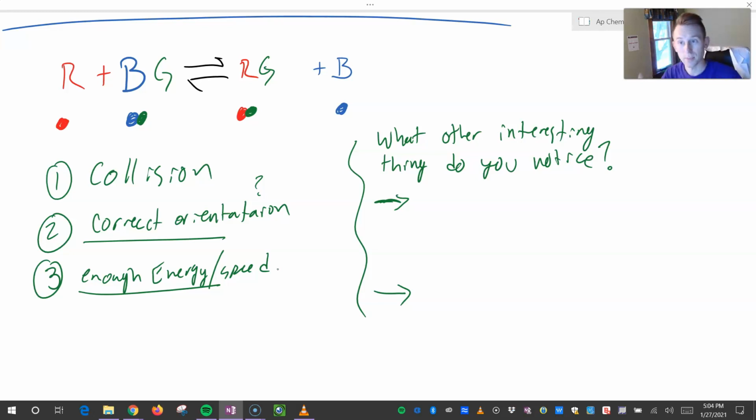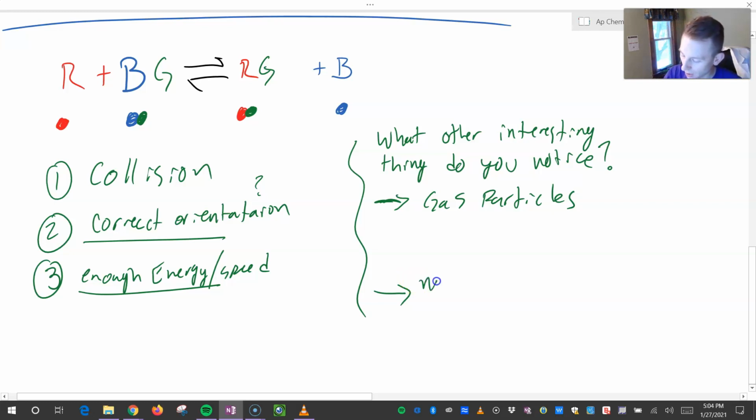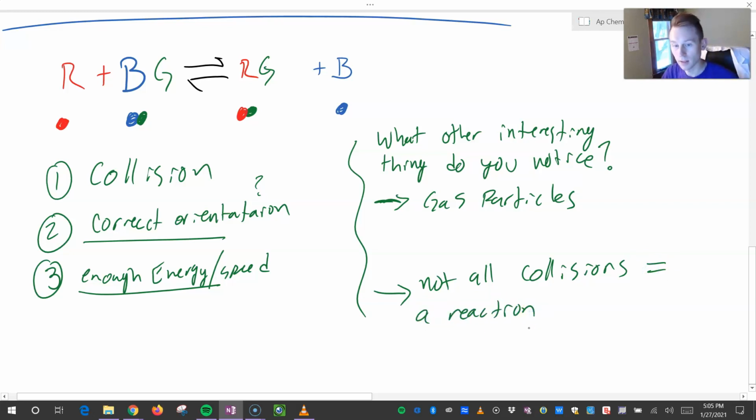You may have noticed that these were gas particles. So if you think about kinetic molecular theory, they're going to move in a straight line until they hit something else, and then they keep going. The thing that makes it not an ideal gas, though, is that they do actually interact with each other and they react. They're gas particles, and then this is worth noting. I didn't write it on the left, but you hopefully observed this, is that not all collisions equal a reaction. That is worth noting.